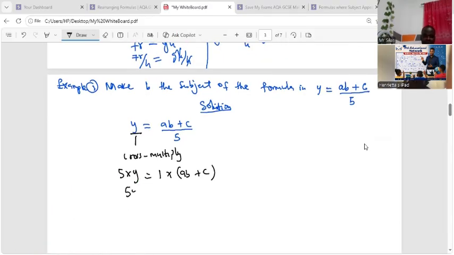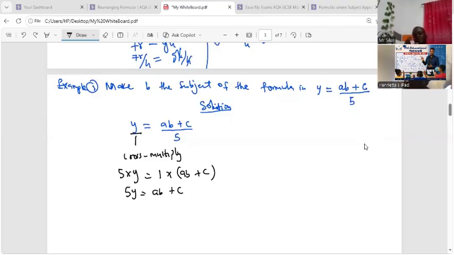So here will give us 5y equal to what? AB plus C. So what's the next thing? You want to make B the subject. What's the next thing? You need to remove this from here. I want your eyes to be on the screen. Stop writing. Just look at what I'm doing first, after which you copy, okay?